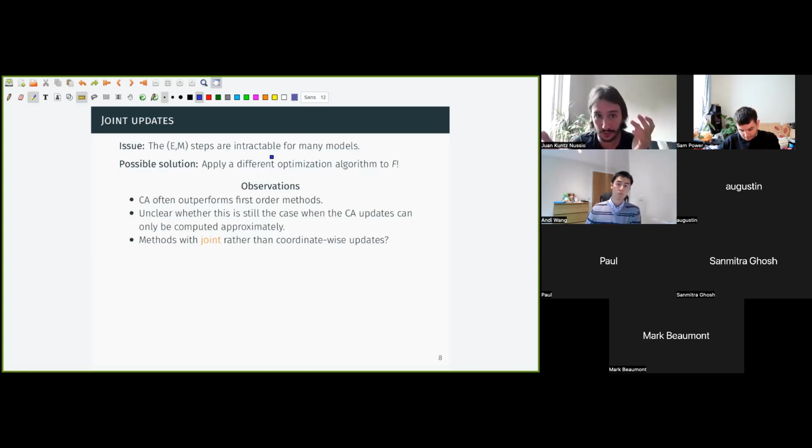So what do people in optimization do in these settings? Do they try to do these steps approximately and alternate as before? No, they generally just apply a different optimization algorithm to their objective.